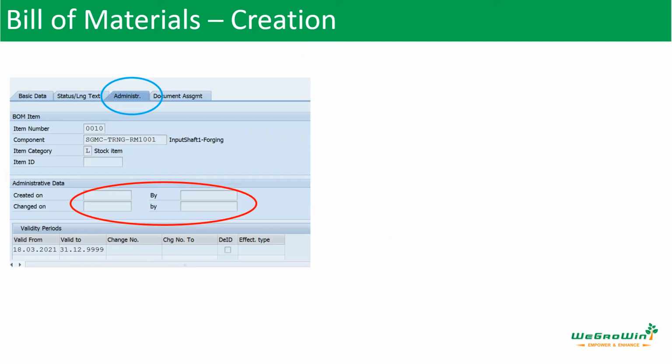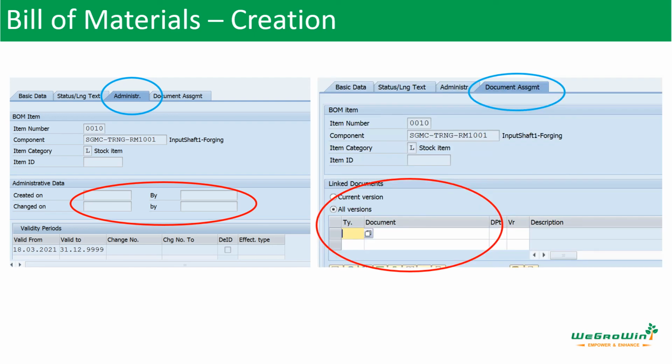And then you have the tab called administrator. Here, after saving this bill of material, we can see the details of who created it, when it was changed, with the dates. And then there is a document assignment. If you want to attach any specific document as part of the bill of material, you can attach it. Creation of documents will be done through the document management system that we will be discussing later, not now. But you just know that we can attach a document to any BOM.